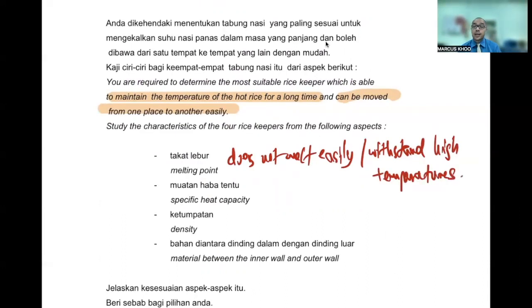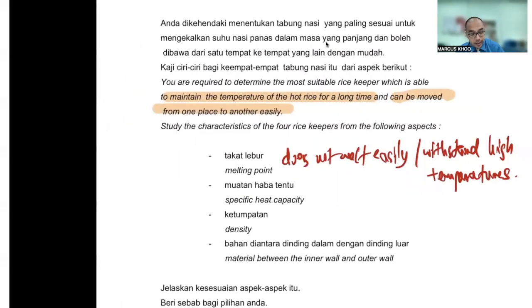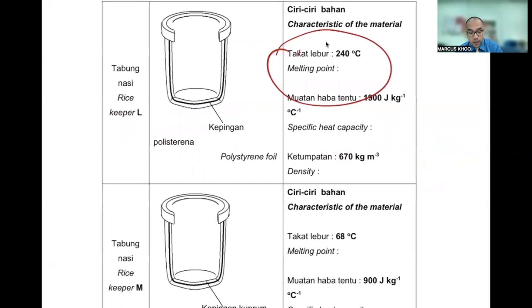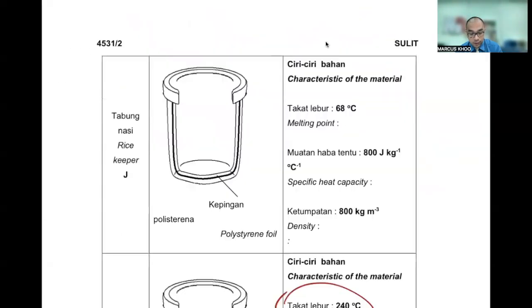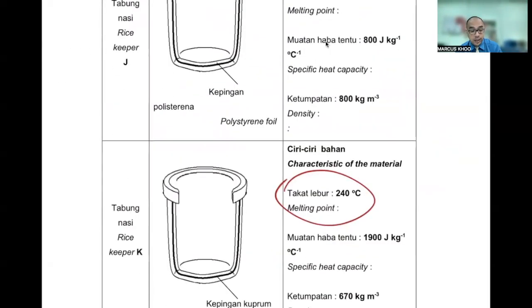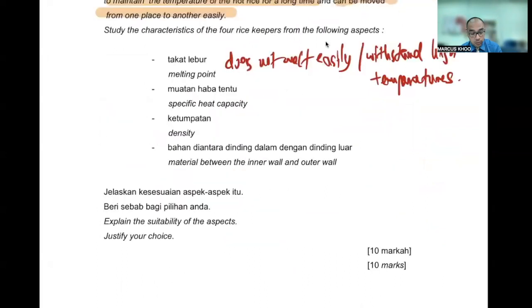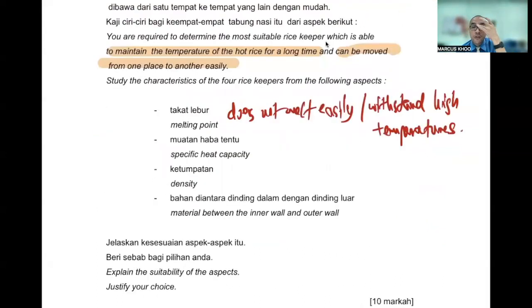Okay, this is the standard ones lah. Then the next one you have specific capacity. So you have either 1,900 or 900 or 800 or 1,900. I think we would want a high specific heat capacity one lah, because we want to be able to keep the temperature of the hot rice for a long time. So it takes a longer time to cool down.